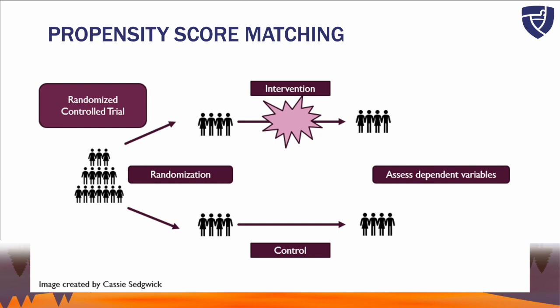Here's the layout of a typical randomized controlled trial, which I'm sure we're all very familiar with. In these studies, a group of participants is randomized to be in the intervention or control group, and dependent variables are subsequently assessed. Generally, participants are randomized and stratified based on specific covariates, so you end up with two groups that look pretty similar.